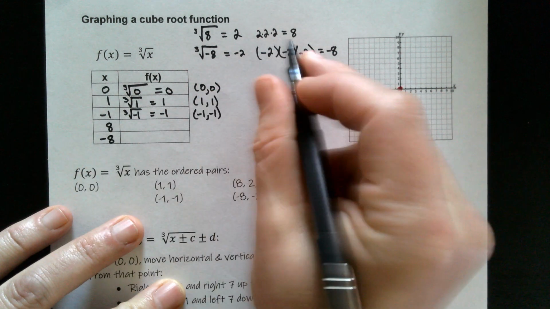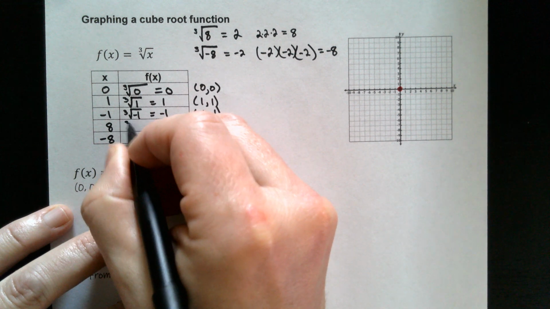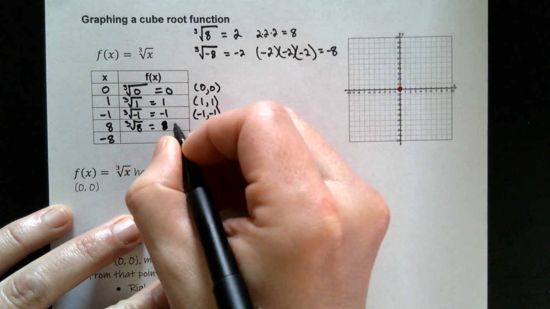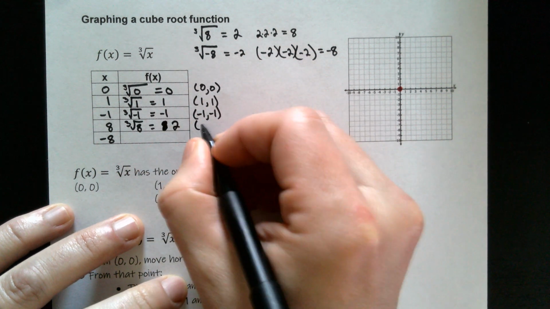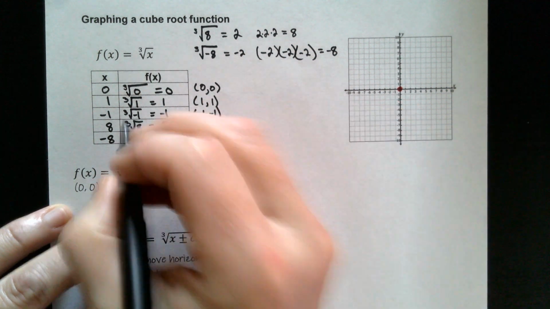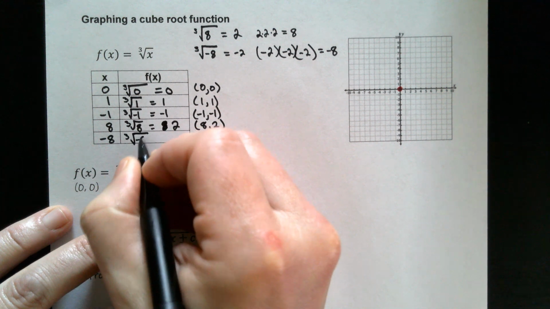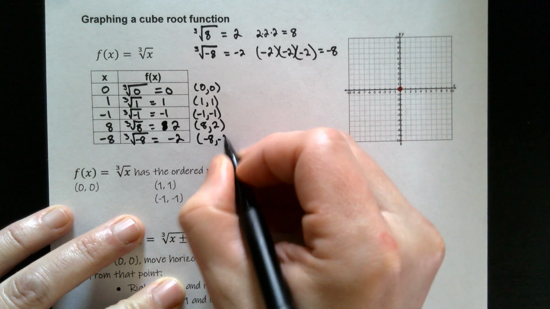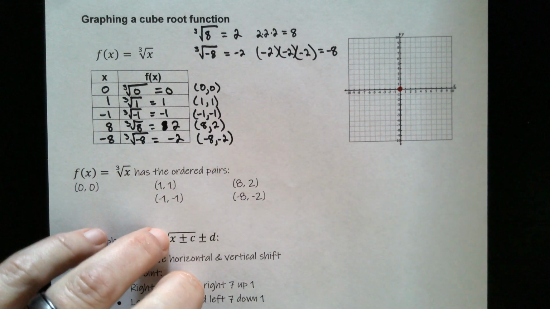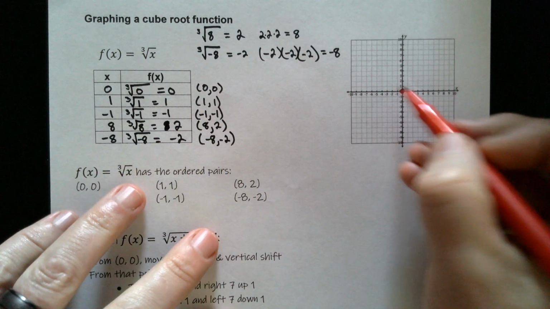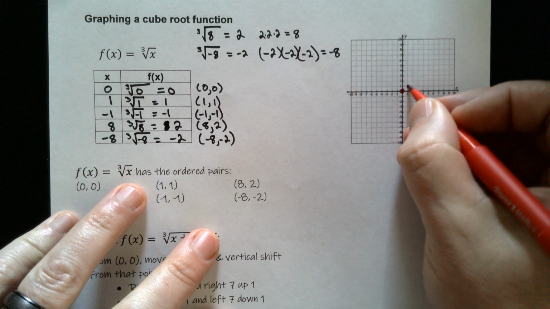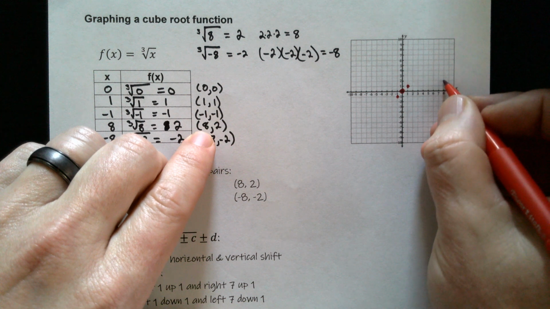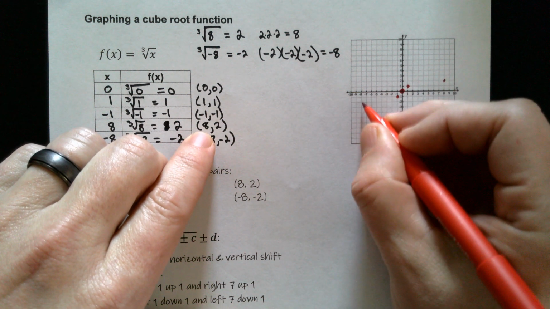We already saw what those answers are. The cube root of 8, excuse me, is 2, not 8. So we plug in an 8 and we get a 2. We plug in a negative 8, and that's negative 2. Now let's plot those 4 points. We've already got the origin plotted. So (1, 1) is here. (-1, -1) is there. (8, 2) is here. And (-8, -2) is here.